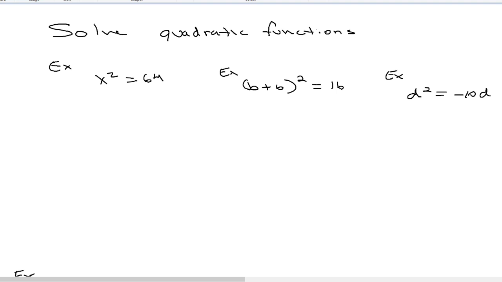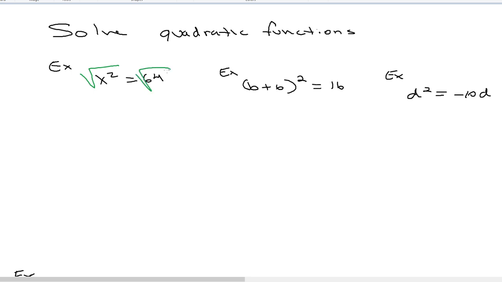Okay, students, in this video we are looking to solve quadratic functions. We have a couple examples. x squared is equal to 64. To get x by itself, we simply apply the square root property, and the square root property is going to undo the exponent of 2.